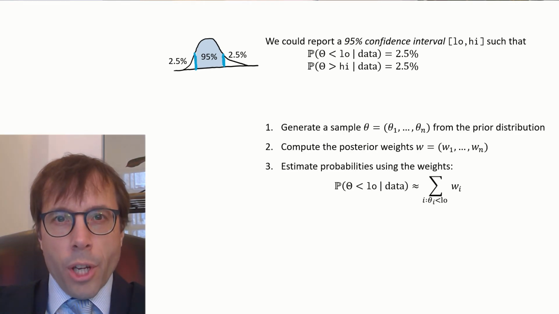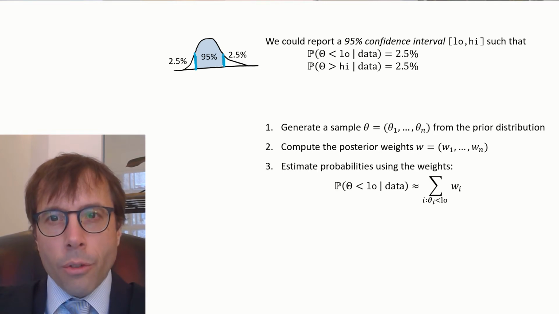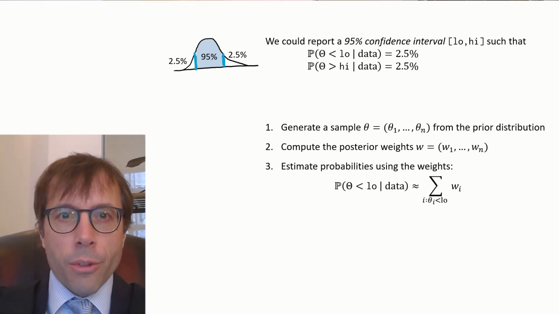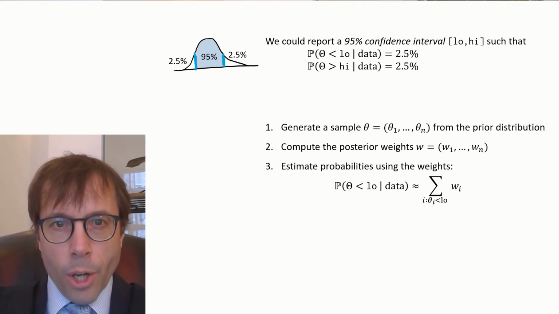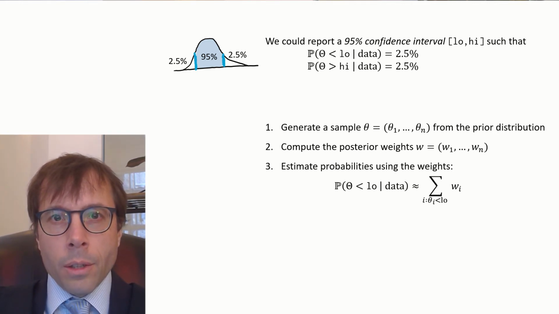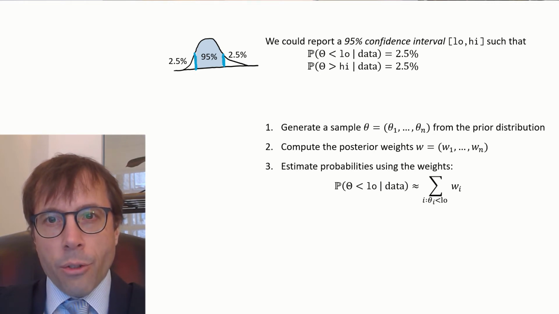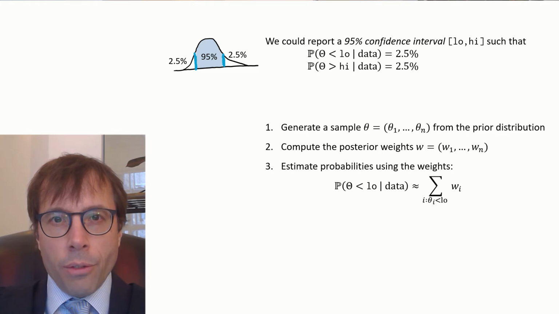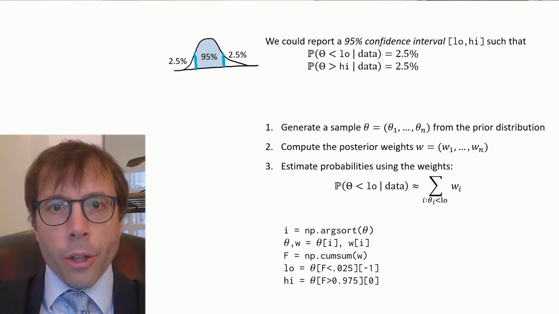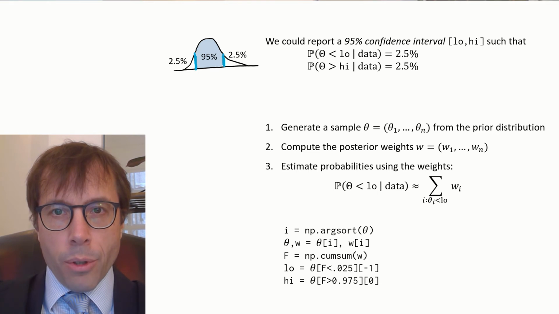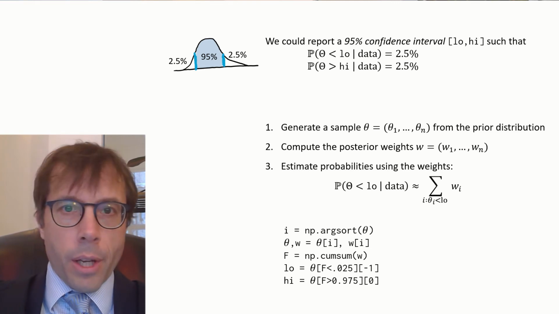I'll just say a little bit about how we'd compute these confidence intervals in practice. Let's say we've done the computational Bayes thing and we've got a sample of theta values and associated weights. These weights let us estimate posterior probabilities, for example, to find the conditional probability that theta is less than some threshold low, conditional on the data. To find that, we just sum up the weights for all the sample values theta_i that are less than that threshold. This gives us an easy way to compute the 95% confidence interval. We just sort the theta samples, get the cumulative sum of weights, I'll call it capital F, and find the point where the cumulative sum reaches 2.5%. Similarly for the upper end of the threshold. So this is a nice clean way to report uncertainty.